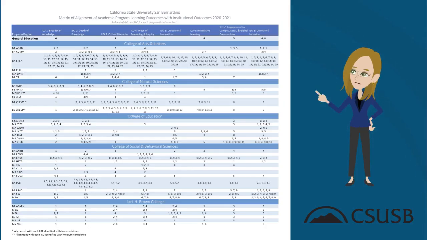Now this is the really cool matrix. The Committee on Learning Assessment and Student Success, known as CLASS, is an interdivisional committee of faculty, staff, and administrators. CLASS is charged with supporting campus-wide assessment of curricular and co-curricular outcomes.